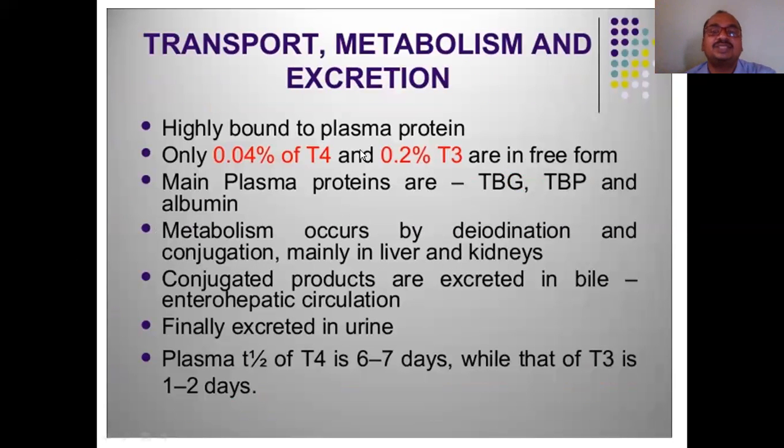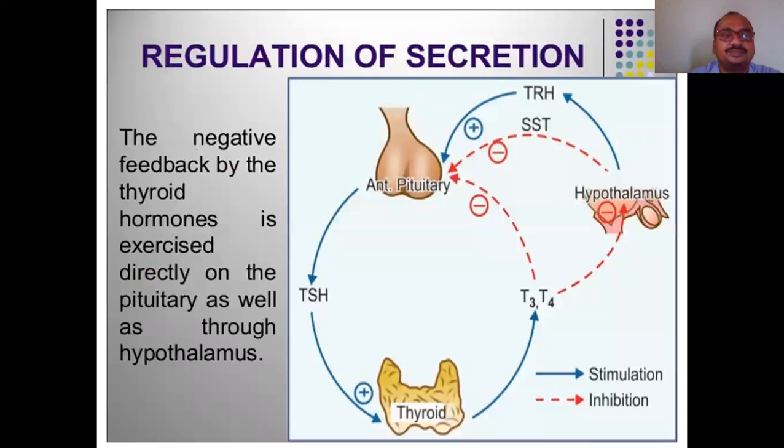Transport, metabolism: how much amount will be transported and how the excretion will take place. The plasma half-life of T4 is 6 to 7 days. It is highly bound to plasma proteins. Only 0.04% of T4 and 0.2% of T3 are free from binding.